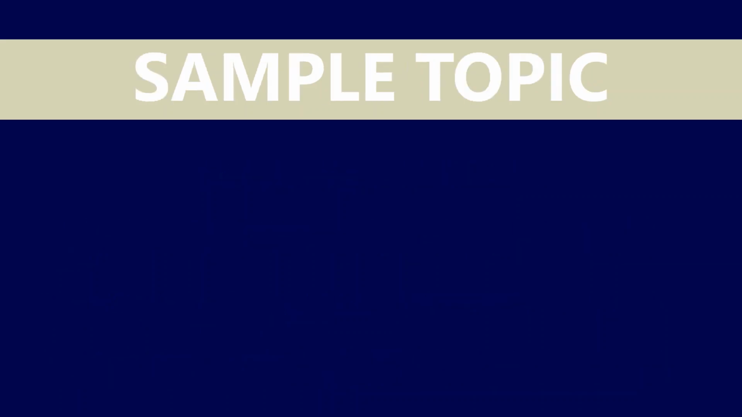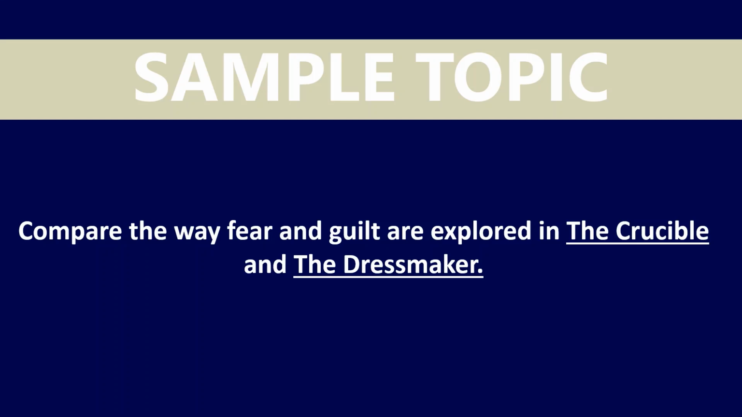All right, let's have a look at a sample topic. Compare the way fear and guilt are explored in The Crucible and The Dressmaker. Again, we want to focus on those key themes, which in this case are going to be fear and guilt. We've got a two-theme topic here. So it's going to be really important to firstly consider how we're going to structure it and to look at what ideas we can formulate around fear and around guilt.